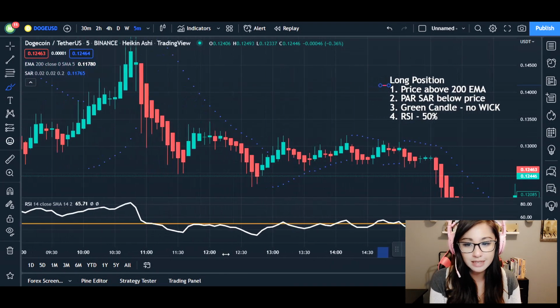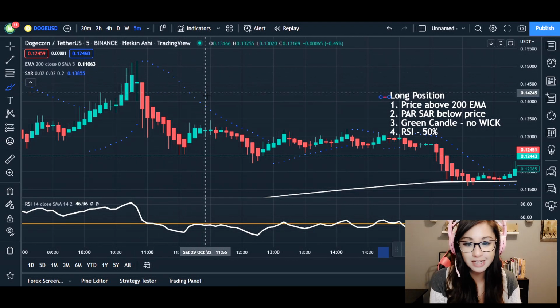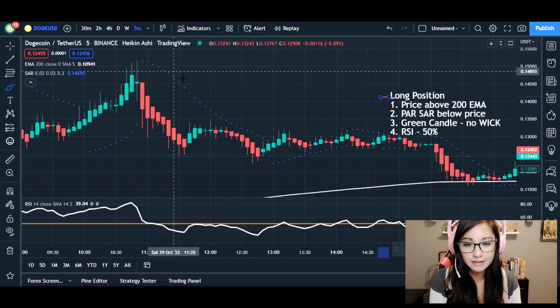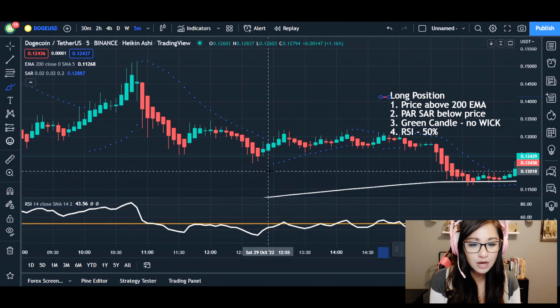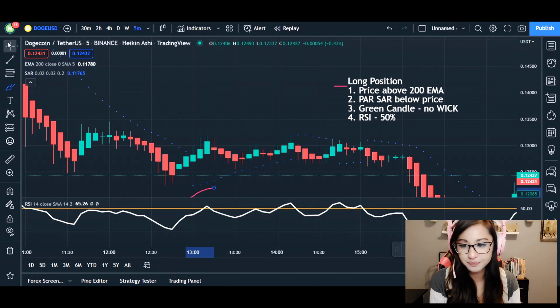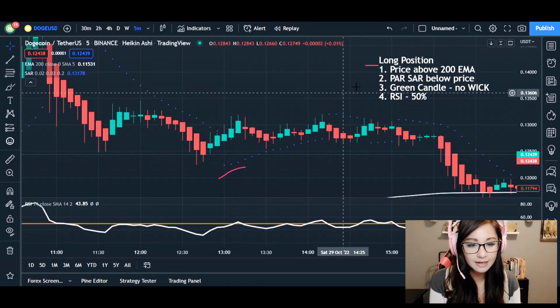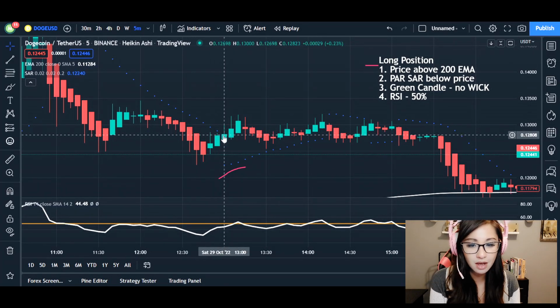So we can see that Dogecoin had a huge sell-off here because the dots are at the very, very top. We finally wait for a position here. We see the Parabolic SAR at the very bottom, okay? Again, the green candle, there is no wick. So here is the dot sell-off. Here is our candlestick, no wick at all. We trade in the very first one.